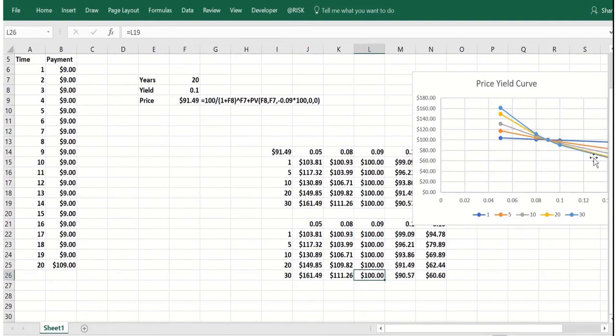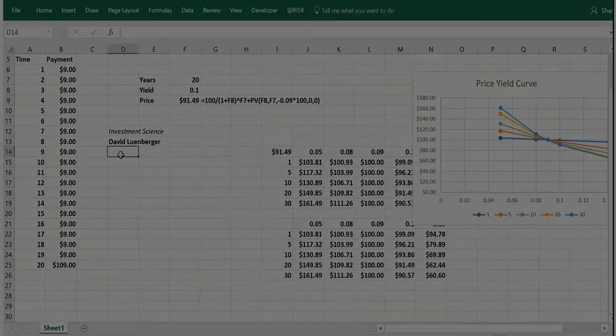But you can see these are not linear relationships. They start out steeper and they get flatter. And if you read any good book on investments, you'll be able to learn much more about this. My favorite book is Investment Science by David Luenberger. I think that lets the intelligent person really understand what's going on in the mathematics of finance.